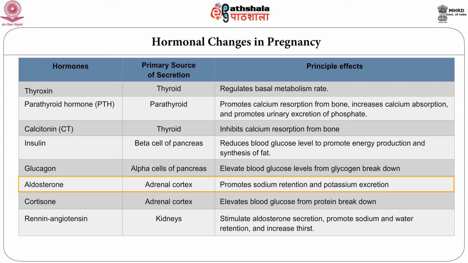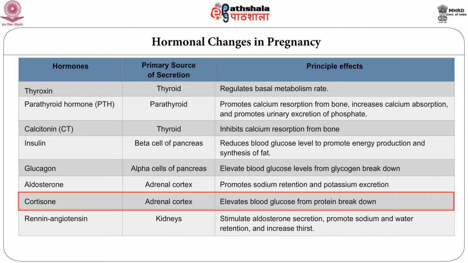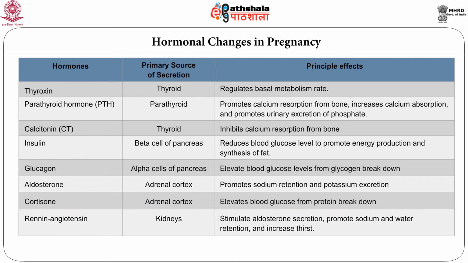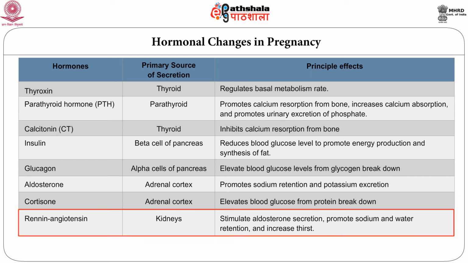The aldosterone from adrenal cortex promotes sodium retention and potassium excretion. The cortisones from the adrenal cortex elevate blood glucose from protein breakdown. The renin angiotensin from the kidneys stimulates aldosterone secretion, promotes sodium and water retention and increases thirst.